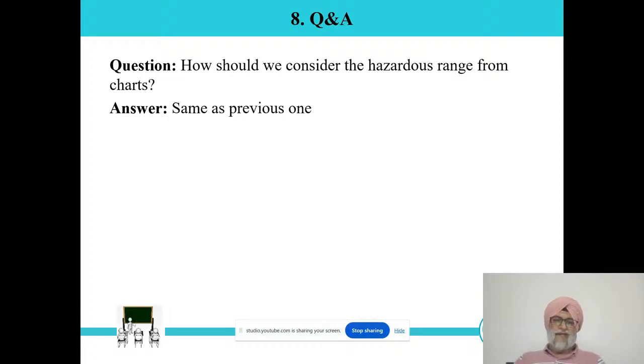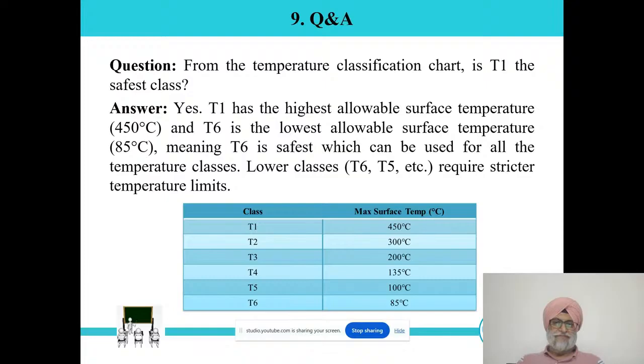Now, question number 8. How should we consider the hazardous range from the charts? Same as discussed previously, but if we want to go into detail, please refer to the webinar link. Question number 9. From the temperature classification chart, is T1 the safest class?